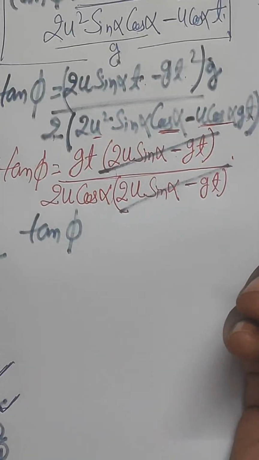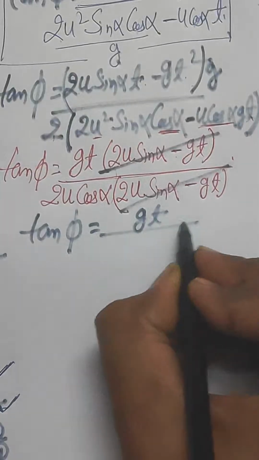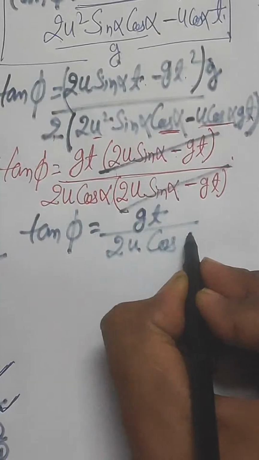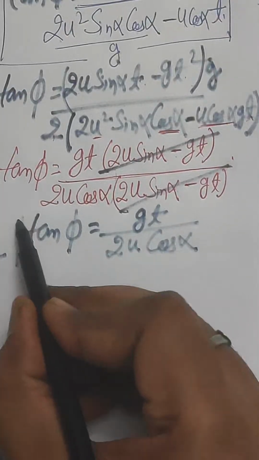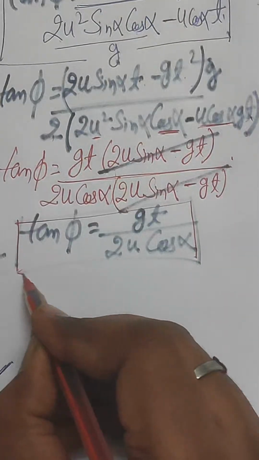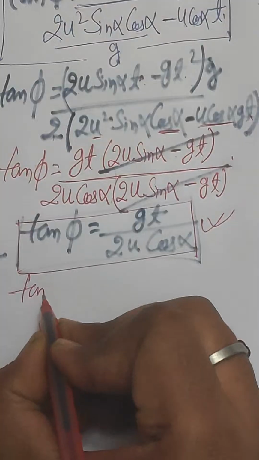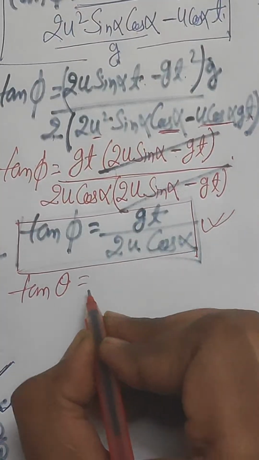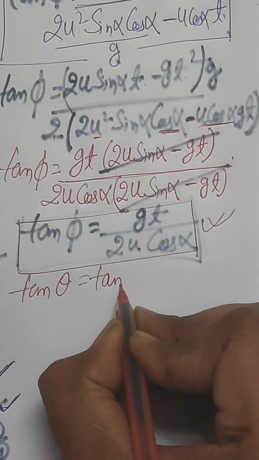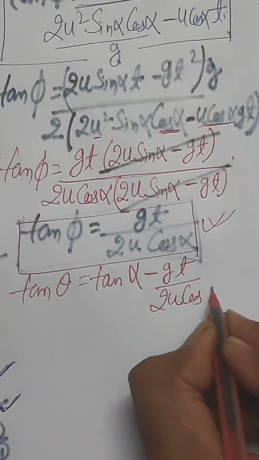tan phi is equal to gt by 2u cos alpha, right? Since tan phi equal to gt by 2u cos alpha, we have found it out, and we have already found the value of tan theta. The value of tan theta, let me write it out, it was tan alpha minus gt by 2u cos alpha, right?